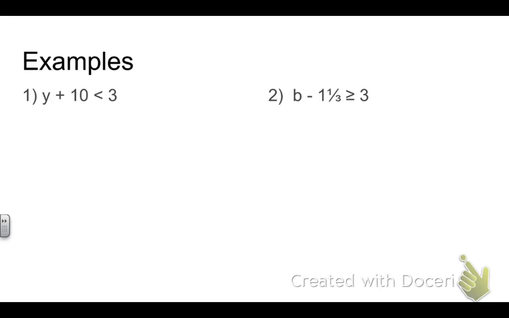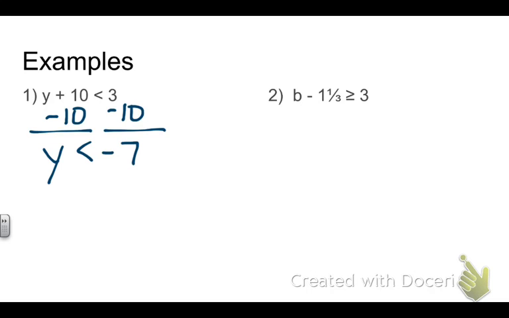So for example, we've got y plus 10 is less than 3. So what are all the numbers that y could be? You want to get y by itself. Y is being added to 10, so do the opposite. Subtract 10. Whatever you do to one side of the inequality, you do to the other. So y is going to be less than negative 7. There you go. Solve it exactly the same way that you would an equation.